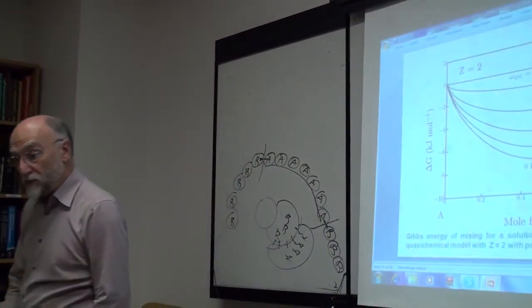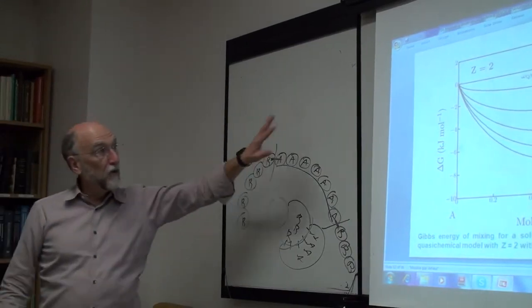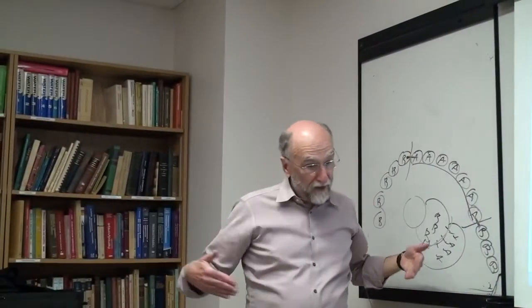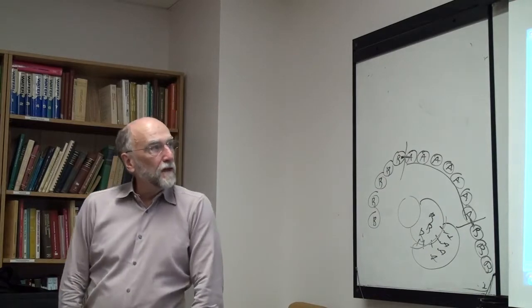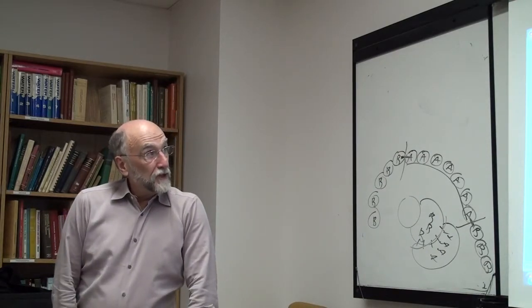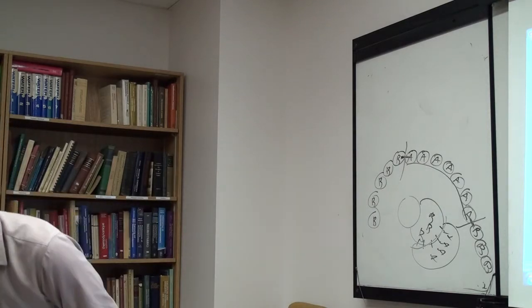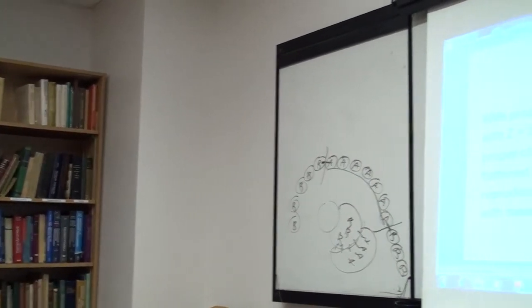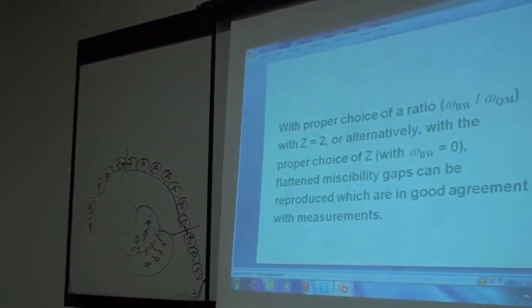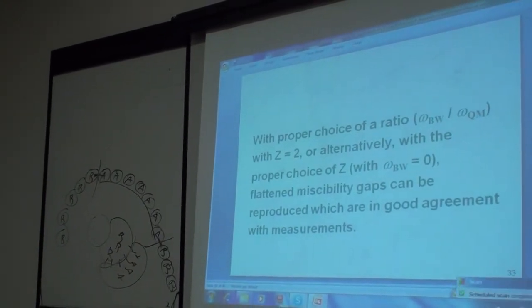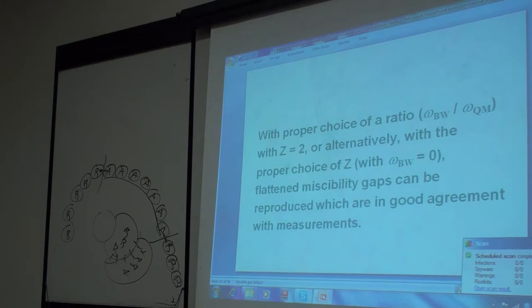The other is to keep Z equals 2, but to add a Bragg-Williams term. So both the ways that I said with the negative deviations for making the peak less sharp also work for giving you the miscibility gap. And for the positive deviations, we can either make Z greater than 2, or we can add a Bragg-Williams term. So with the proper choice of a Bragg-Williams to quasi-chemical ratio with Z equals 2, or alternatively with the proper choice of Z with omega 0, flattened miscibility gaps can be produced, which are in good agreement with measurements, even with 1 or 2 terms.